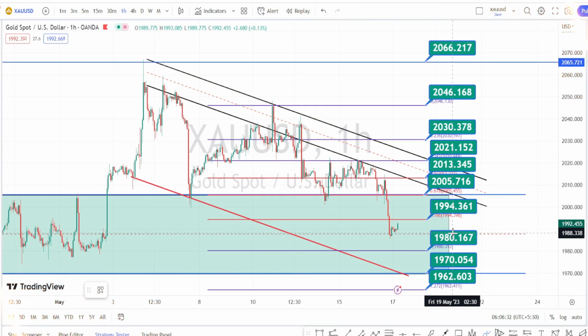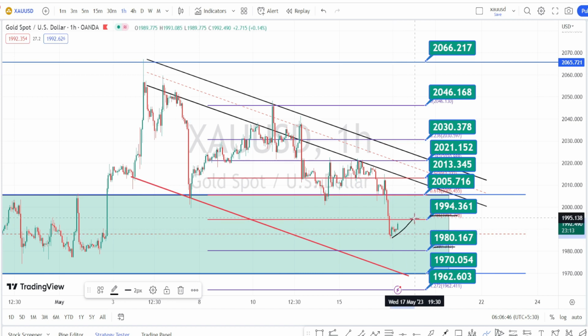So when we look at the support and resistance levels, currently the price action is trading between the resistance level of 1994 and support level of 1980. And currently it is on a bullish side retracement. Once the current resistance level of 1994 is breached, next level of resistance is going to be around 2005, 2013, 2021, 2030, 2046 and 2066.